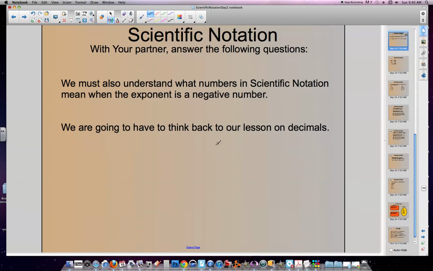We must also understand what it means when we have a negative number as an exponent. And we've already talked about that some in class, in the sense that a negative number exponent is just further down the place value, right? So 10 to the negative 2, well, the ones place is 10 to the 0. So the tenths place is 10 to the negative 1. And the hundredths place is 10 to the negative 2. So this is the same thing as 1 over 100, or 1 over 10 squared.